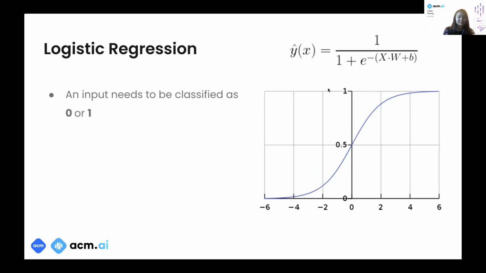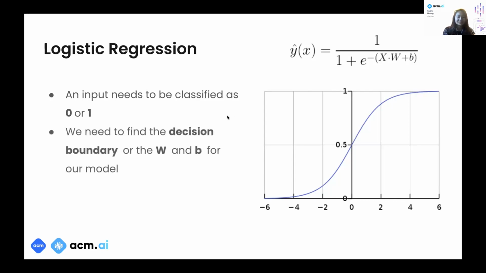And that's where logistic regression comes in. As we've seen with linear regression, an input needs to be classified as 0 or 1, or in this case, it's a binary classification. So we need to find the decision boundaries, or the weights and biases, as we've seen before, for our model, which is known as binary classification.